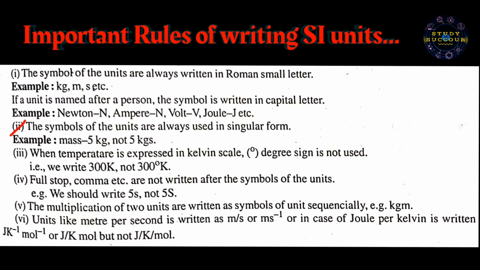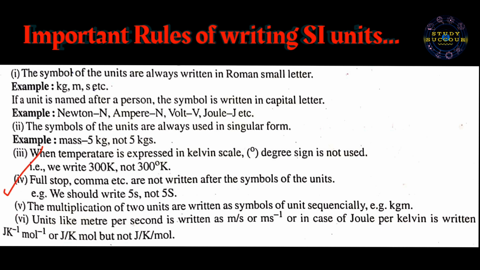Rule number 2. The symbols of the units are always used in singular form. For example, there is an object of 5 kg mass. We write 5 kg and not 5 kgs. Rule number 3. When temperature is expressed in Kelvin scale, degree sign is not used. That is, we write 300 Kelvin as 300 K and not 300 degree K. But for Celsius scale and Fahrenheit scale, we use the degree.